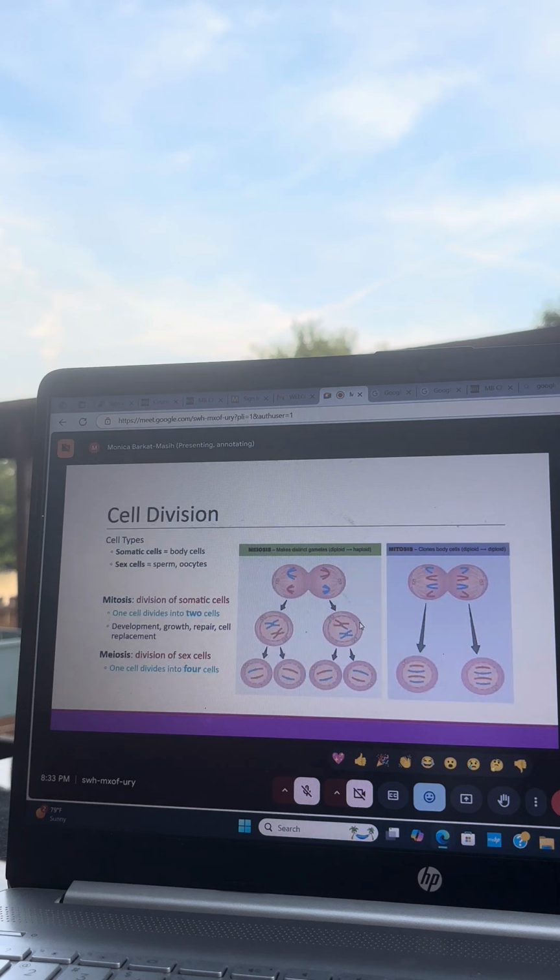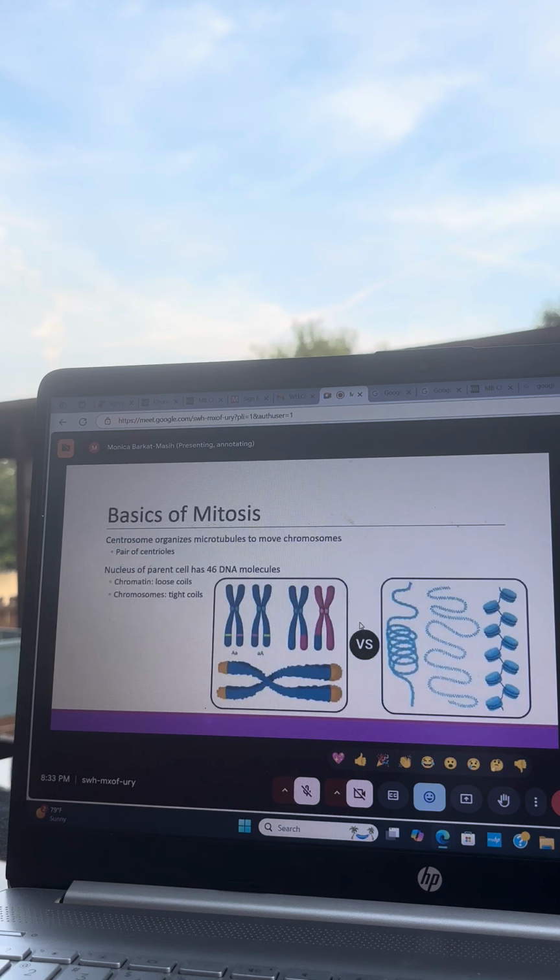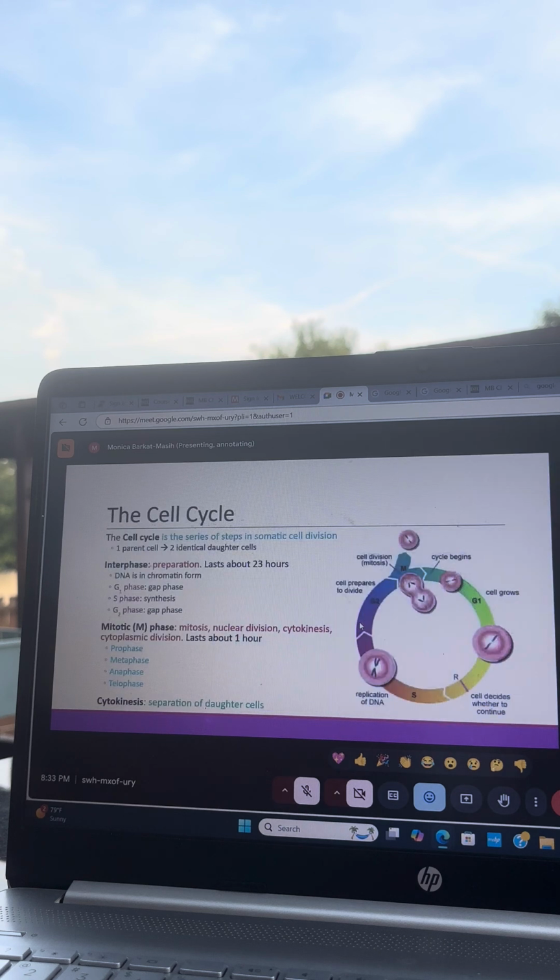I think cell division you all know. What is mitosis and what are the stages, phases of mitosis. Before that, a cell cycle, interphase, and that is the preparation phase. So what happens in the S phase?